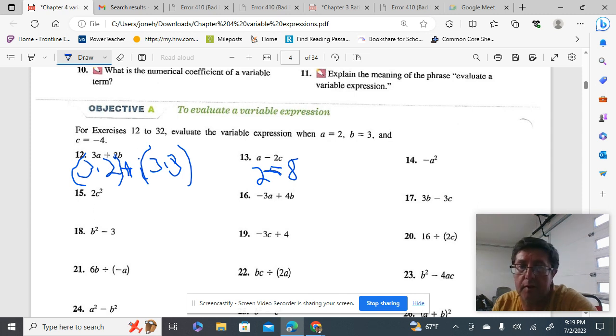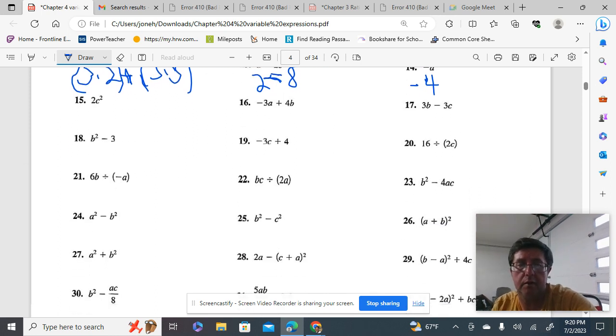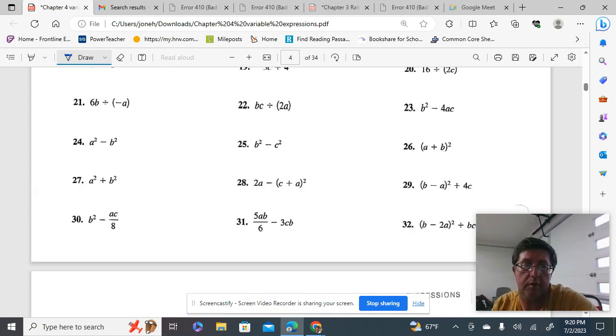Okay, so 14, we have a -a squared. What's a squared? A is 2. So we're going to do 2 squared, 2 caret button 2, which would be 4. Then we drop the negative. Okay, so you guys continue on doing these.